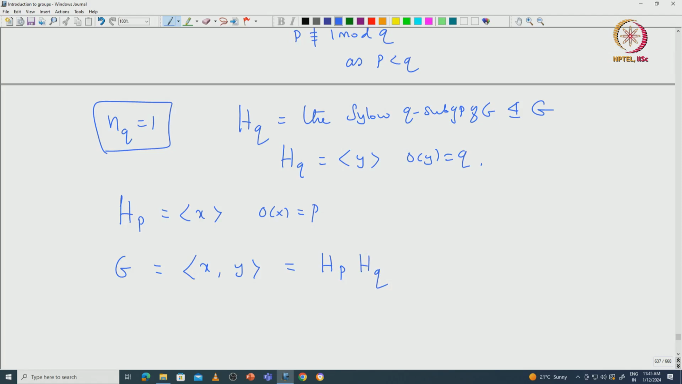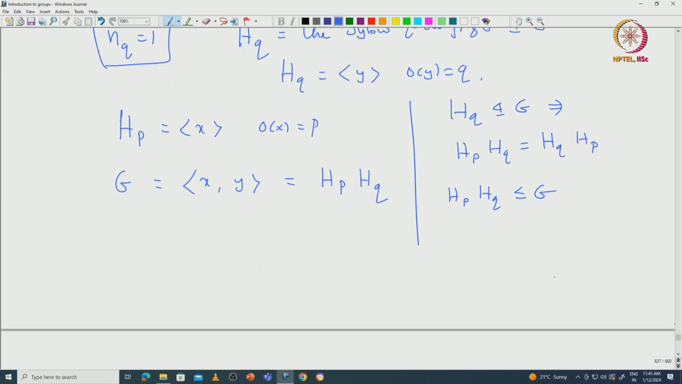So, note that HQ is normal. That implies the product HP HQ is exactly the same as HQ HP. In particular, HP HQ is a subgroup of G. That just follows from HQ being normal.